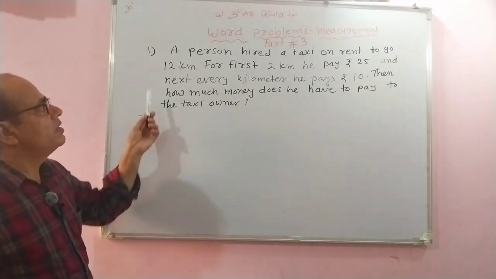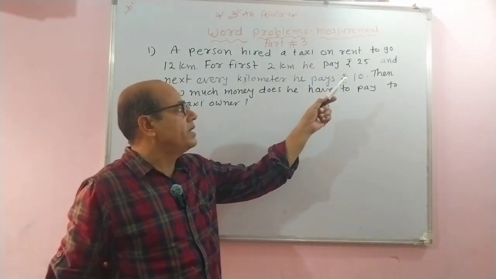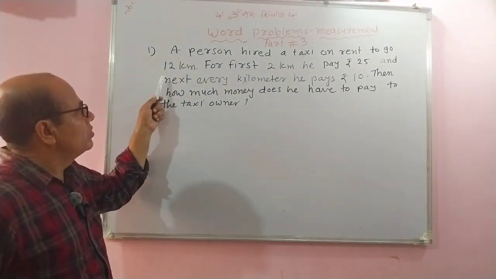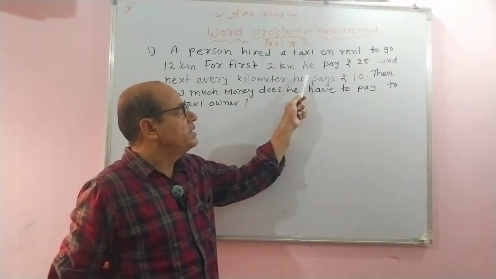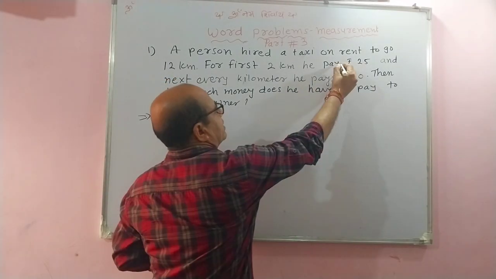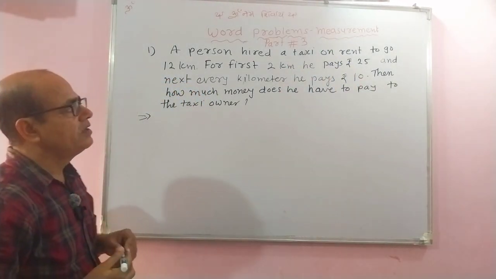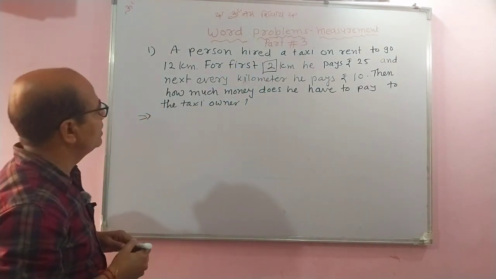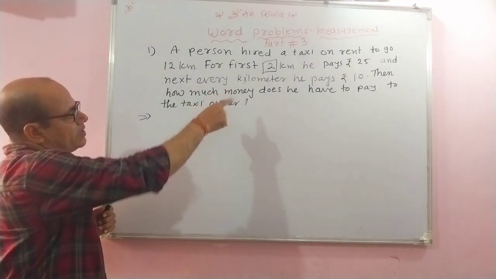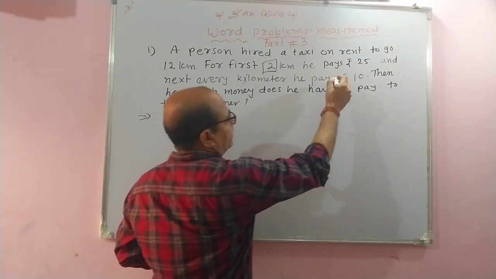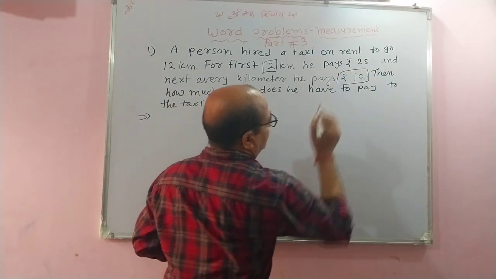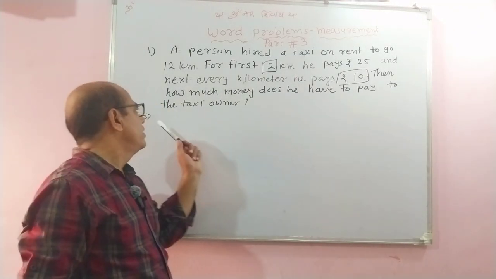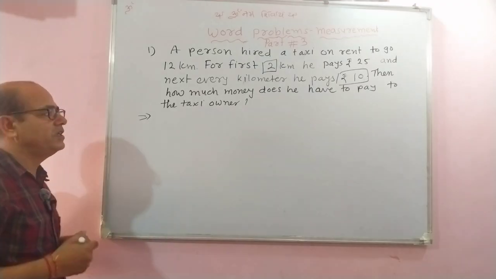First question is, a person hired a taxi on rent to go 12 kilometers. For the first 2 kilometers he pays rupees 25. Then for every next kilometer he pays rupees 10. After that, how much money does he have to pay to the taxi owner?